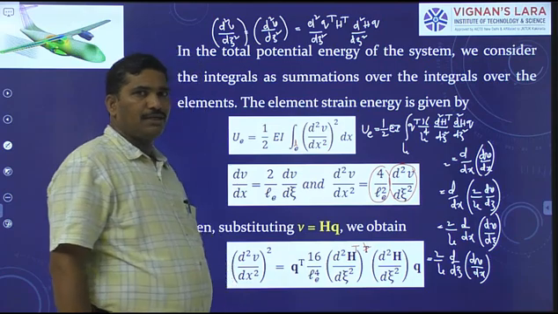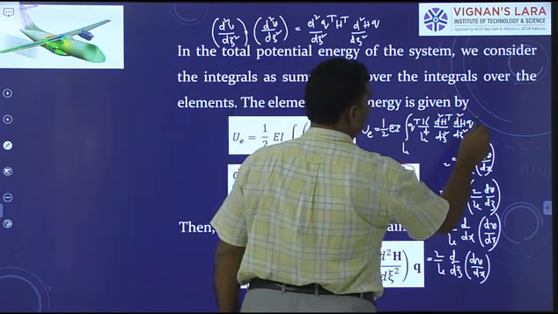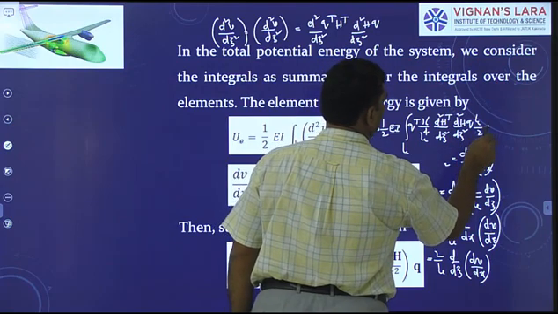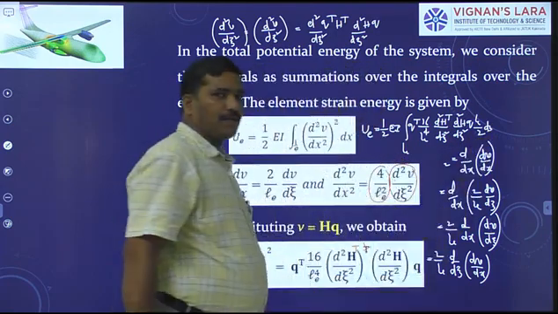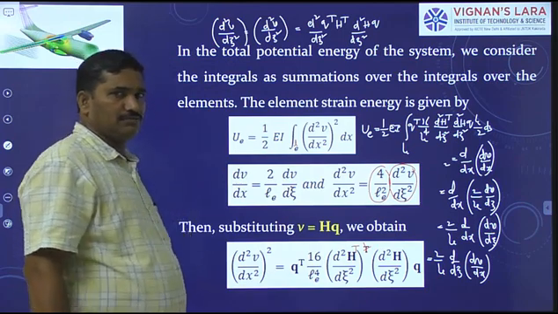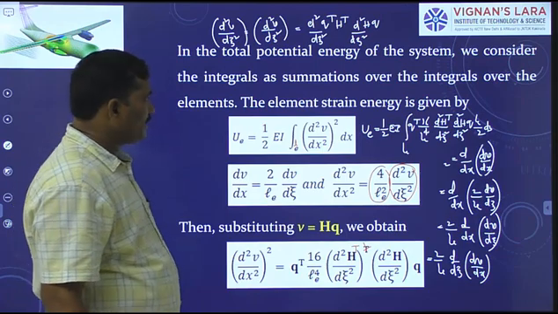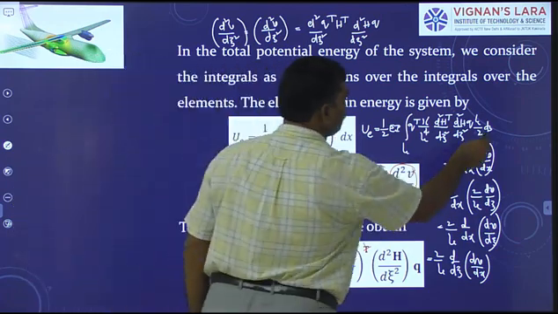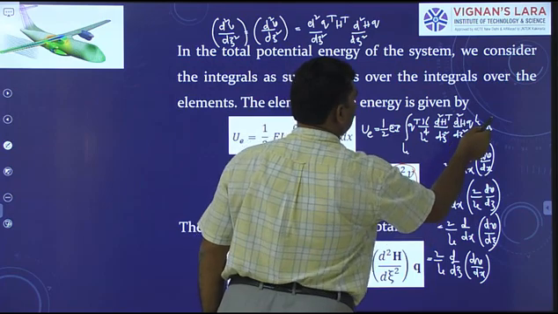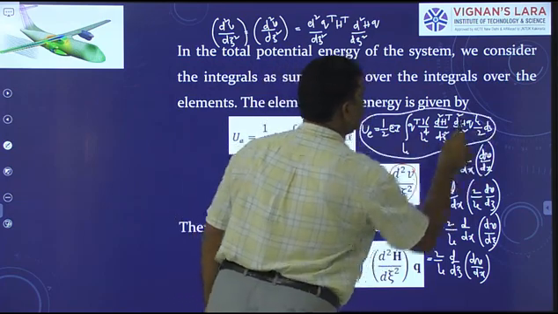In place of dx, you can write LE by 2 into dj, because we know that dj by dx equals 2 by LE. Observe this expression. This is the expression for element strain energy.